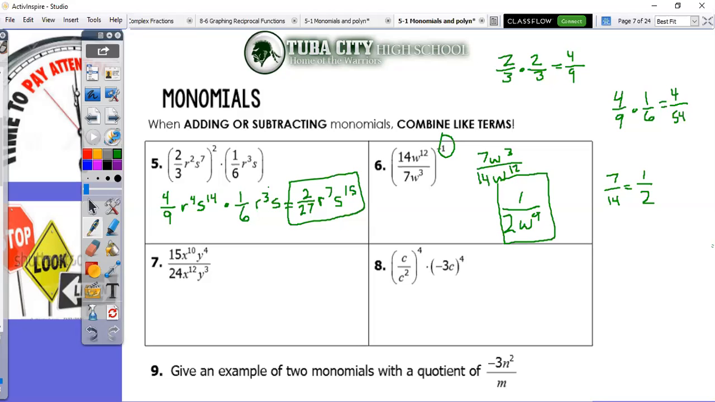Now again, we also are dividing, so 15 does not divide by 24, so this means that we should try to reduce it. By reducing it, what number can 15 and 24 both divide by? This one took me a little bit longer than it should have in an earlier class, but 15 and 24, it would be 3. So I'm going to divide both numbers by 3. So 15 divided by 3 is 5, and 24 divided by 3 is 8.